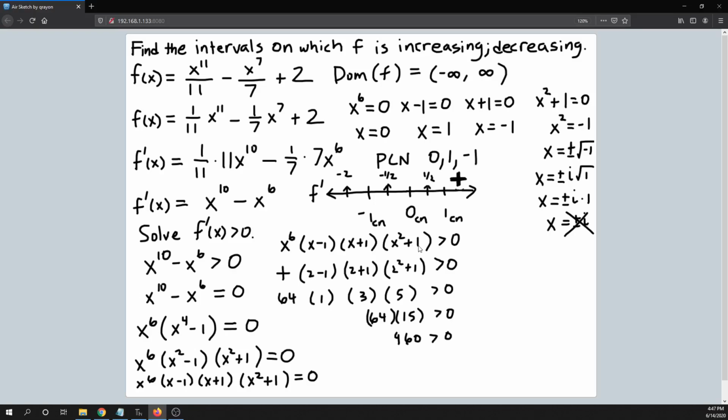So again, I can shorten my work a little bit, because I really only care if this is positive or negative for this problem, because we're doing increasing, decreasing. So I can shorten up my work on the next test point by just realizing that whatever number I plug in, this is going to give me a positive number right here. Okay. All right, so let me erase a little bit of this so we can plug in the next test number.